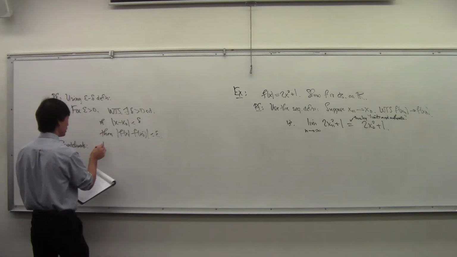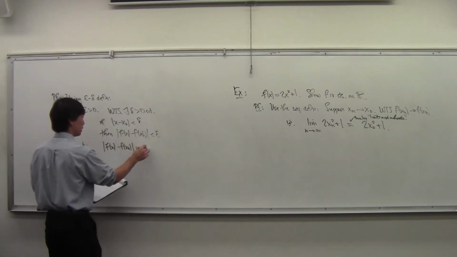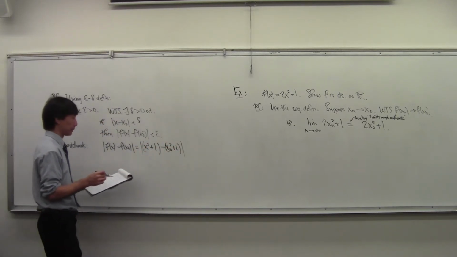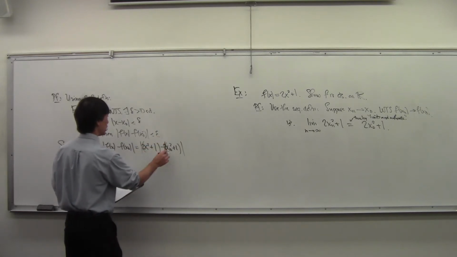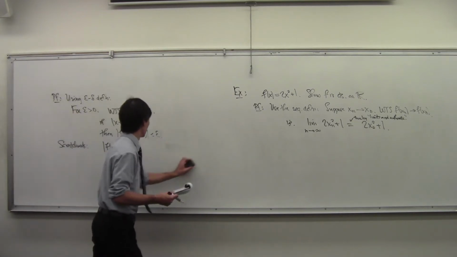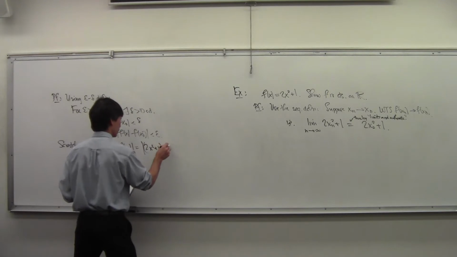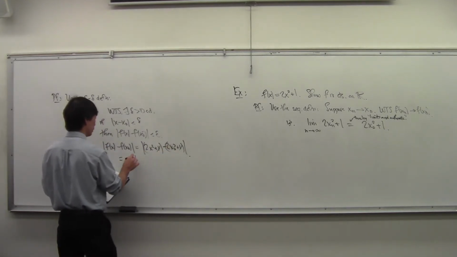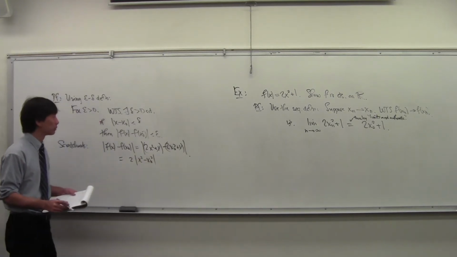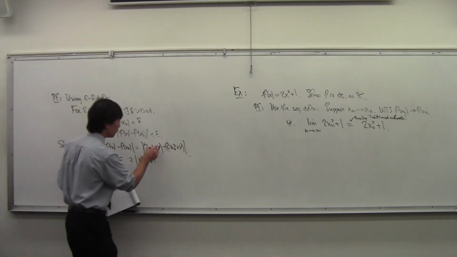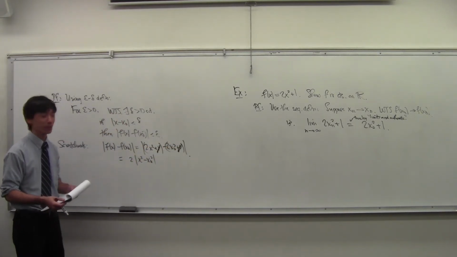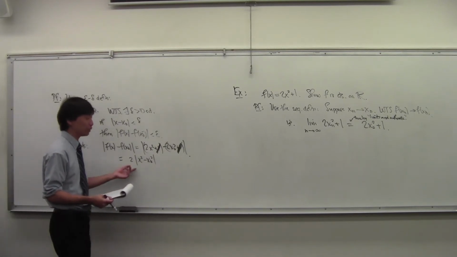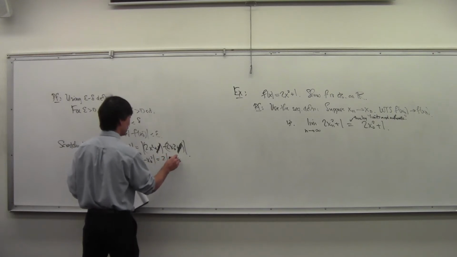Let's look at this thing. f of x minus f of x naught is 2x squared plus 1 minus 2x naught squared plus 1, in absolute value. Of course, the ones cancel off. And you end up with 2x squared minus x naught squared. Sorry, the ones get canceled off. You can pull the 2 out, you get 2 times x minus x naught times x plus x naught.